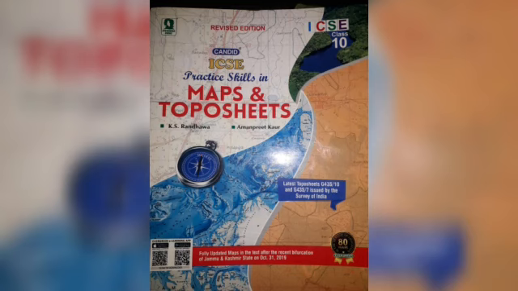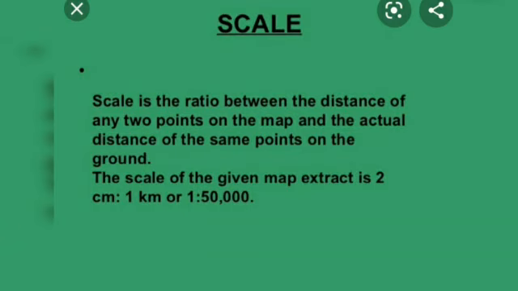Now when we talk about the scale, all the maps are always drawn to a scale. If we have to define it, it is the ratio between the distance of any 2 points on the map and the actual distance of the same points on the ground.